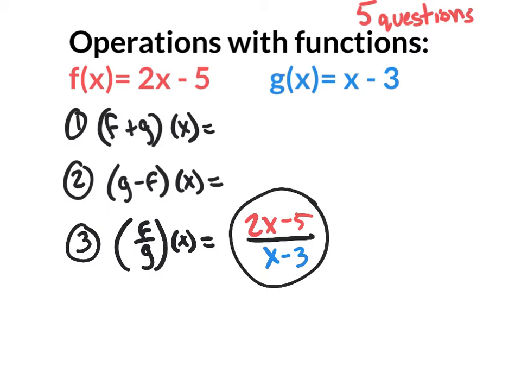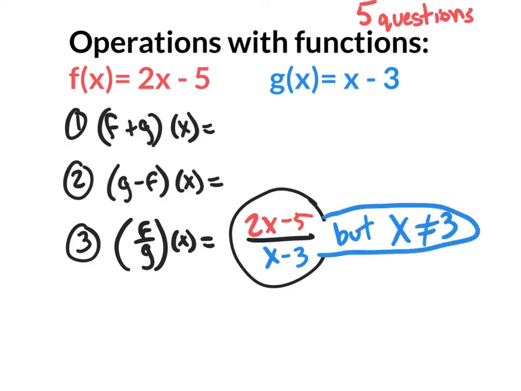Because in addition to this answer, you also have to state, but x cannot be 3. This is part of your answer right here, but x cannot be 3. Why is that? Because if 3 were x, then in the denominator you would get 0, which would make it undefined. We cannot divide by 0. It makes it undefined. So all of these are really simple. That's barely 3, and I'm saying there's 5 questions. So what else could I ask you?